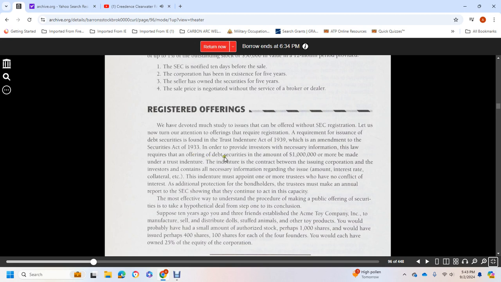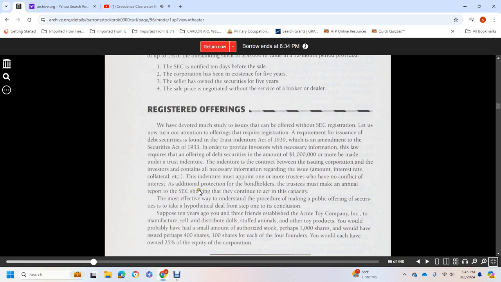The law requires that the offering of a debt security in the amount of $1 million or more be made under a trust indenture. The indenture is the contract between the issuing corporation and the investor, and contains all necessary information regarding the issue, such as the amount, interest rate, and collateral. The indenture must appoint one or more trustees who have no conflict of interest. In addition, the bondholder trustees must make an annual report to the Securities Exchange Commission showing that they continue to act in that capacity.